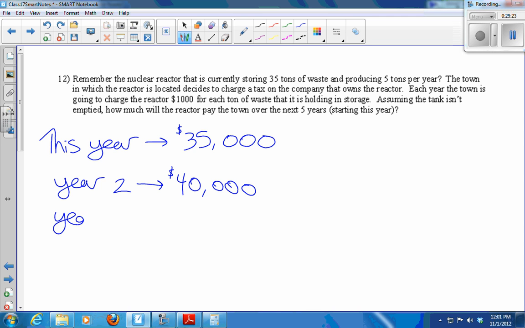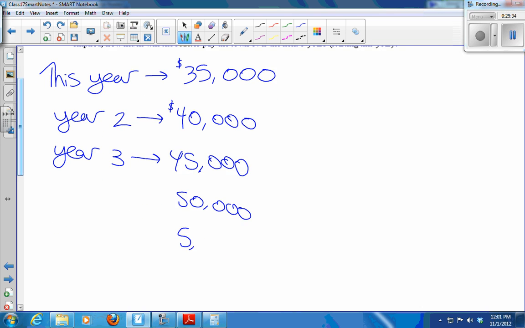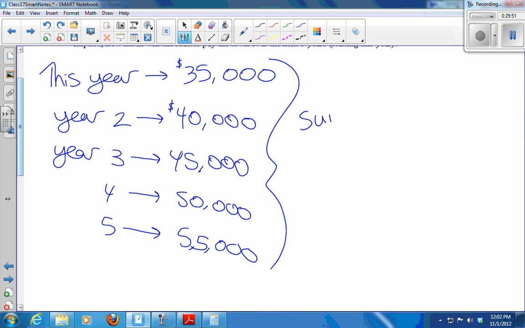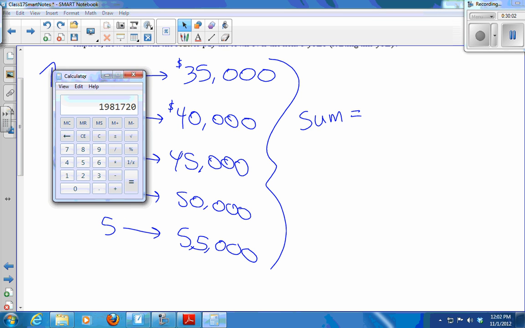So in the next year, they're going to be charged $45,000, and then $50,000, and then $55,000. So that's a total of 5 years of taxes starting this year. So I just need to add these numbers up. I need to find the sum of these. And since there's only 5 of them, you could just type them in your calculator and add them up. Or just for practice, we could do our little formula where you add the first and the last.